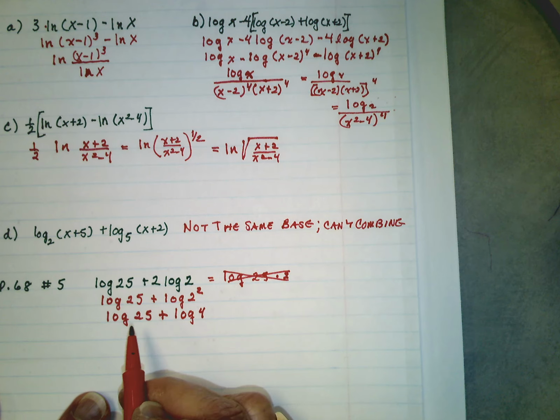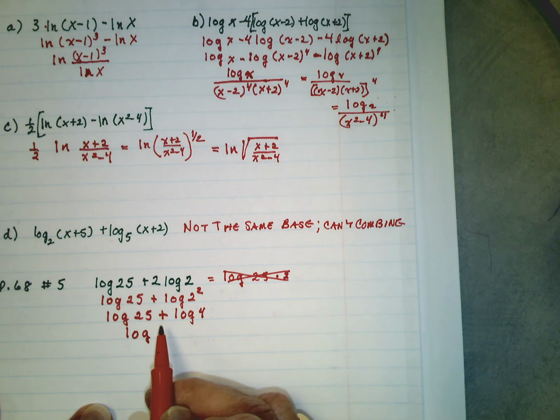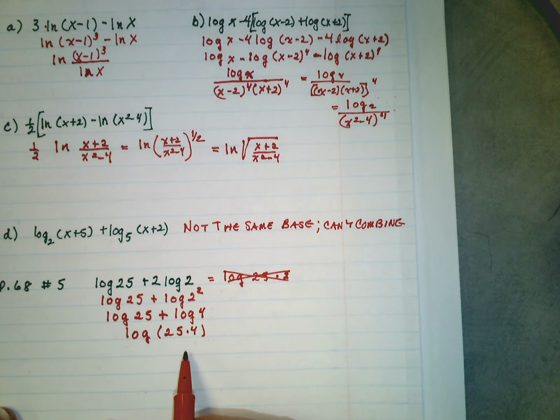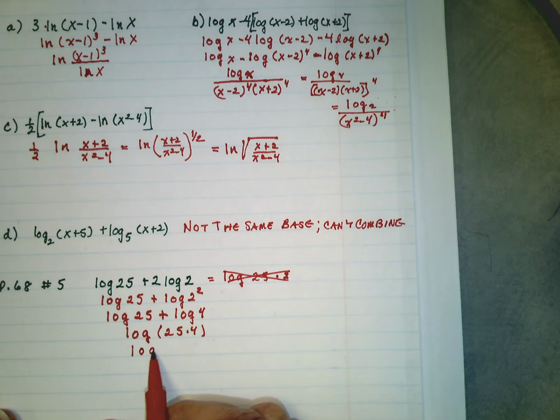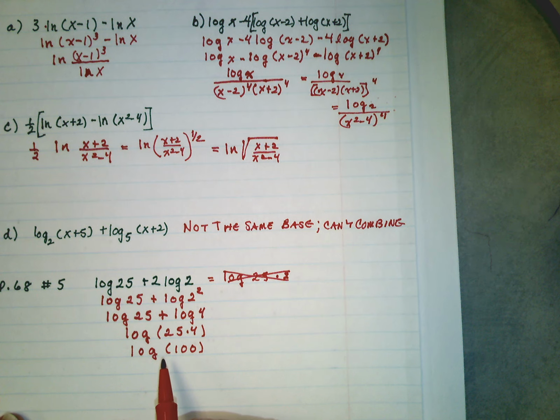Okay, now we're adding exponents. So now we can go ahead and write it just as a multiplication. If you're adding exponents, what you're really doing is multiplying. So this would be one single log of 25 times 4. Now they would expect us to multiply that. This would be the log of 100. Now that's as simple as the log expression gets.